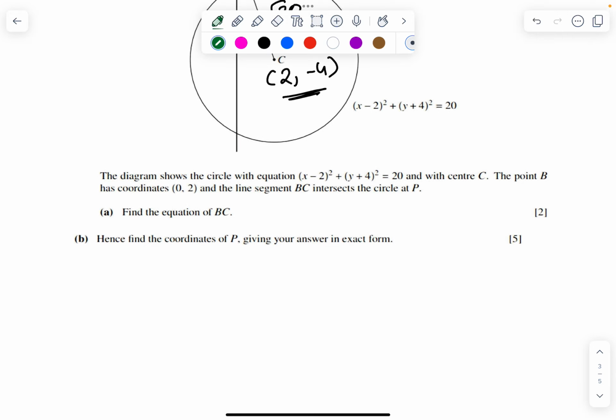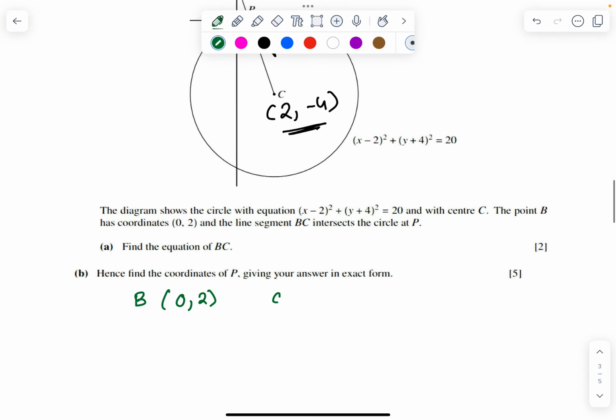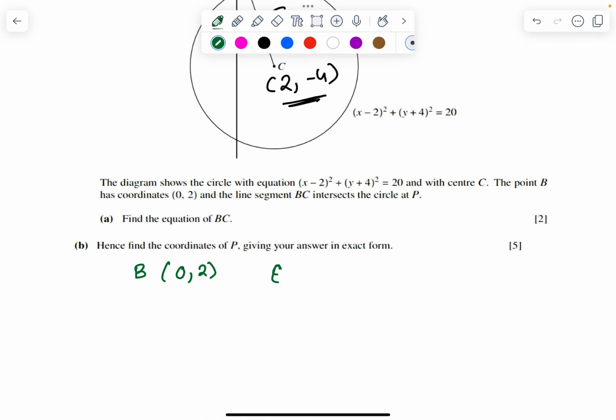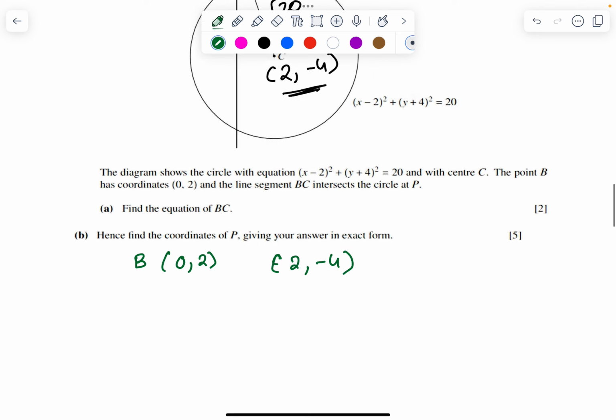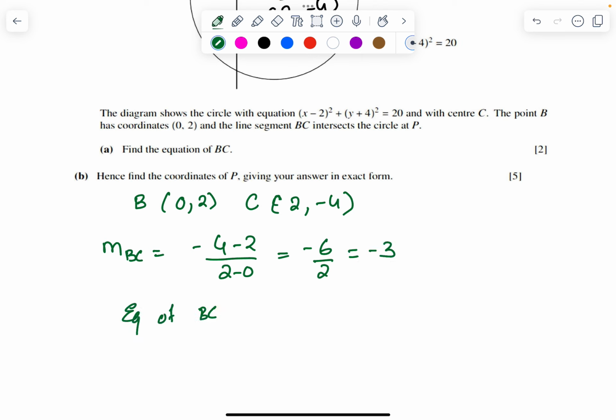So point B was 0 comma 2 and C was the center of the circle, which was 2 comma negative 4. So this is the center of the circle. So gradient of BC is going to be minus 4 minus 2 upon 2 minus 0, which is minus 6 upon 2, which is negative 3. So equation of BC is going to be y minus y1 equals to m times x minus x1. So y equals to negative 3x plus 2.